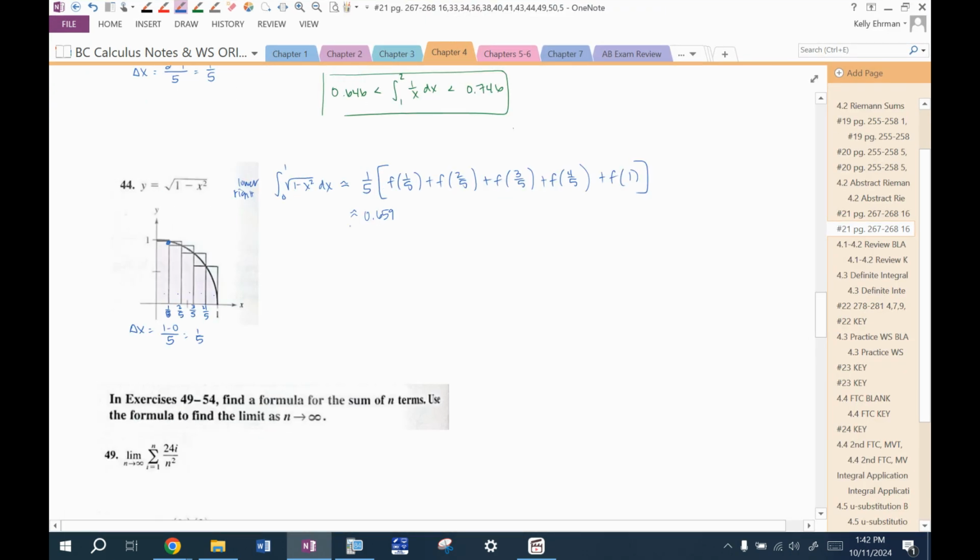Okay, so let's see what this one is now. For the upper, the integral from 0 to 1 of the square root of 1 minus x squared dx can be approximated by 1/5. So now we're going to be on the left, so we're starting at 0. Then we have all of these values except for f of 1.